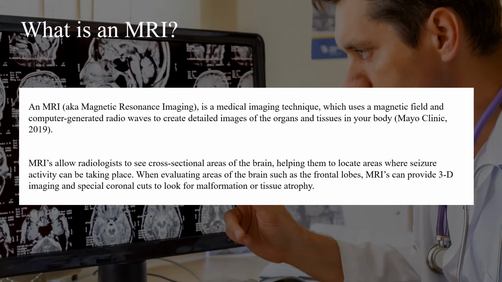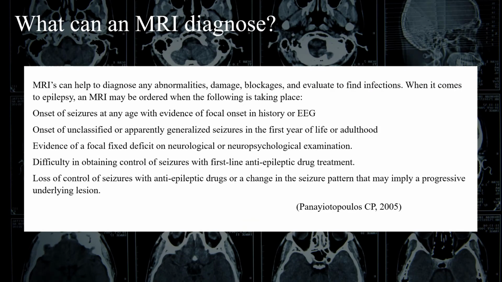MRIs allow radiologists to see cross-sectional areas of the brain, helping them to locate areas where seizure activity can be taking place. When evaluating areas of the brain, such as the frontal lobes, MRIs can provide 3D imaging and special coronal cuts to look for malformation or tissue atrophy. MRIs can help to diagnose any abnormalities, damage, blockages, and evaluate to find infections.